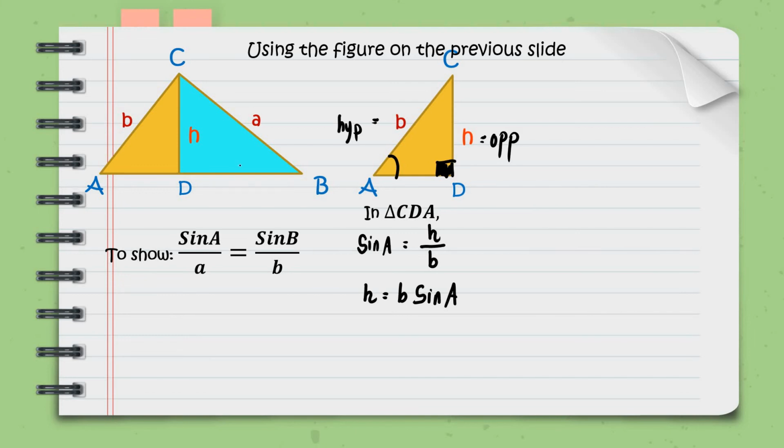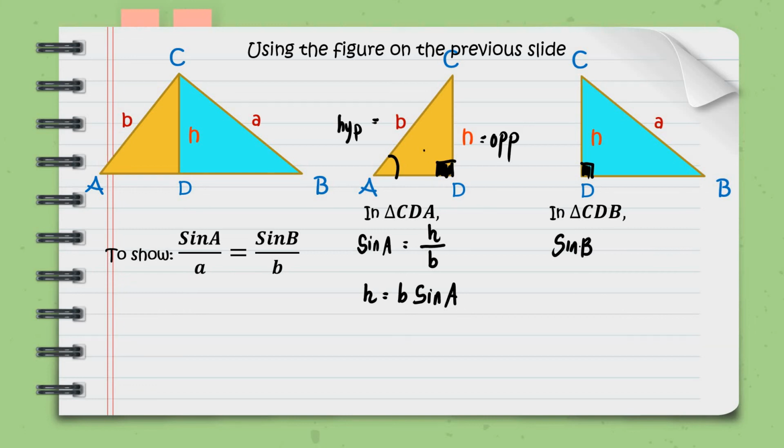Let's now use the light blue right triangle. We have here right triangle CDB with right angle at angle D. Let's find sine of angle B. To find that, the first thing to do is to label the parts of the right triangle. Side a here is the longest side of our right triangle, so this is our hypotenuse. With respect to angle B, h is our opposite. Therefore, sine of angle B is equal to h over a. Now, let's write it in terms of h by applying the cross product property. So we have here h is equal to a sine of angle B.